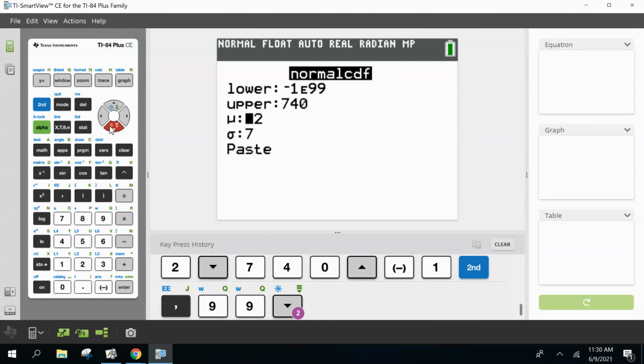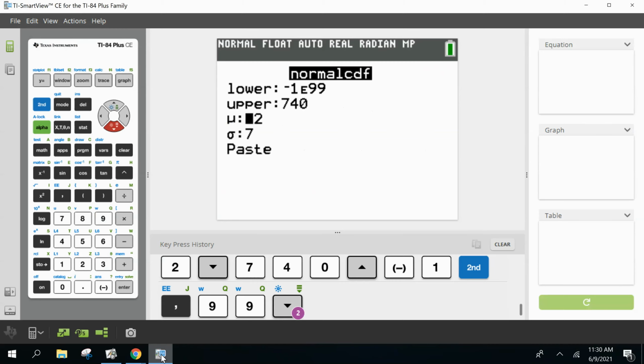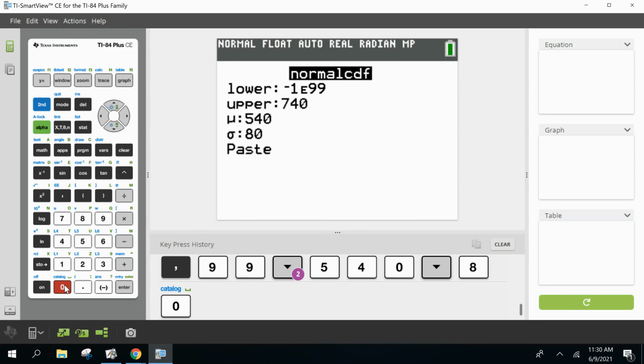Type in your mean. What was our mean? 540 with a standard deviation of 80. So 540 your mean, 80. Everyone's all right? Because I'm going to start calling on numbers next problem for you guys to tell me what to plug in. Paste.